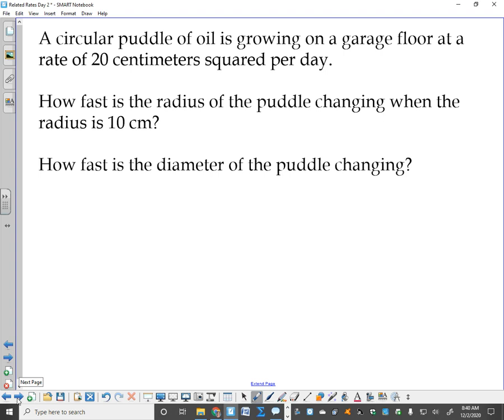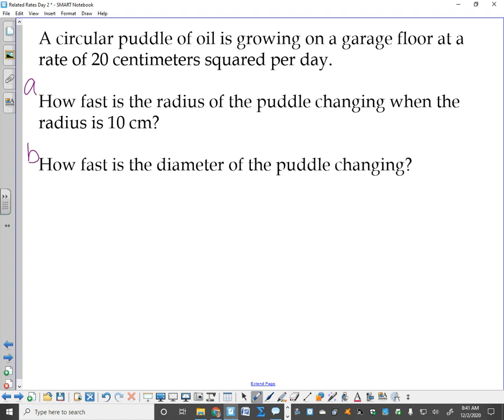A circular puddle of oil is growing on a garage floor at a rate of 20 centimeters squared per day. How fast is the radius of the puddle changing when the radius is 10 centimeters? How fast is the diameter of the puddle changing? Okay, so we have two parts. I'm going to label part A, part B.